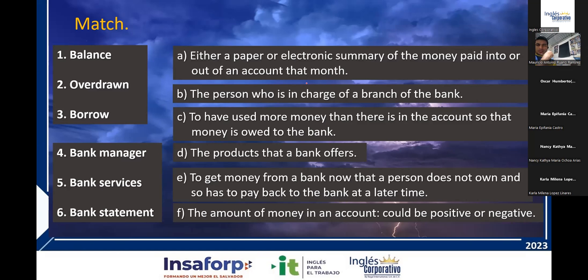Teacher, quiero ver. Letter C is two. Letter C, to have used more money than there is in the account, so that money is owed to a bank. Overdrawn. Okay. And the letter B is bank manager. Number four. Bank manager, what letter? Letter B. The person who is in charge of a branch of the bank, yes. That's bank manager, very good.